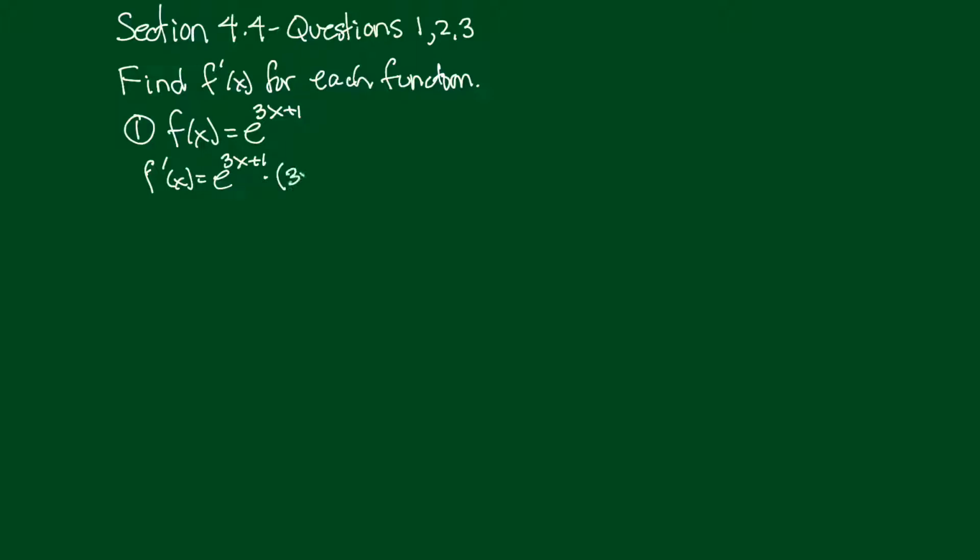So you know what I'm going to do here? I'm just going to make it explicit. Instead of writing in words the derivative of the exponent, I'll just write it in symbols. Now you can probably skip that step and just do it, but let's see, I'm explaining what to do here. So it's the function itself, e to the 3x plus 1, times the derivative of the exponent, which is just 3. So f prime of x is 3e to the 3x plus 1.